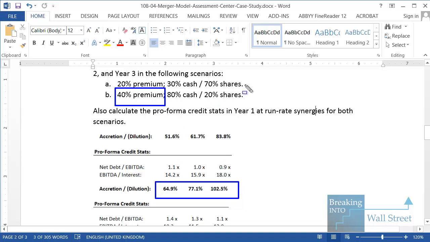Because generally speaking, stock is more expensive than debt. And in this case, we're using more debt and less in the way of shares. So of course, the accretion is going to be higher. Not always the case, depends on the numbers, but we're not surprised by this result here.